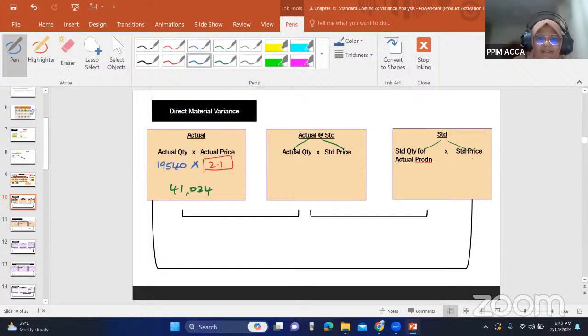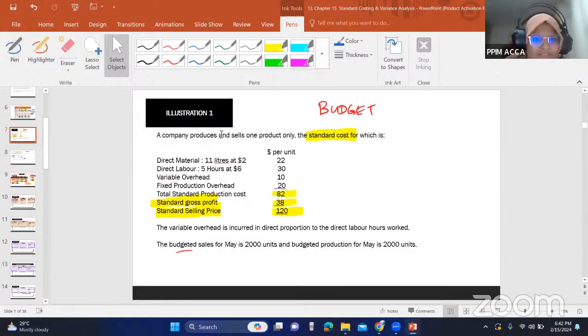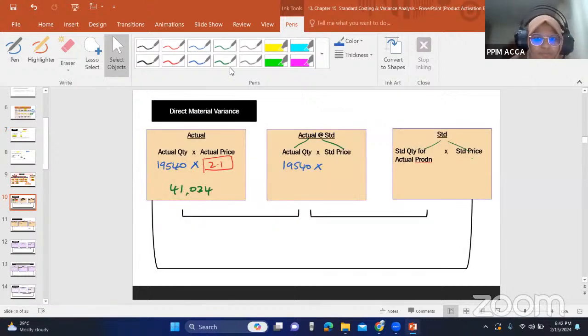Go to the actual at standard. Actual quantity is the same, 19,540. Standard price, according to my budgeted information, what was the price I was supposed to spend for 1 liter? So let me go to the question. Direct materials, I'm supposed to spend 11 liters and I'm supposed to spend $2 for 1 liter. So the standard price is 2. So let me put that. 19,540 into 2 will be 39,080.